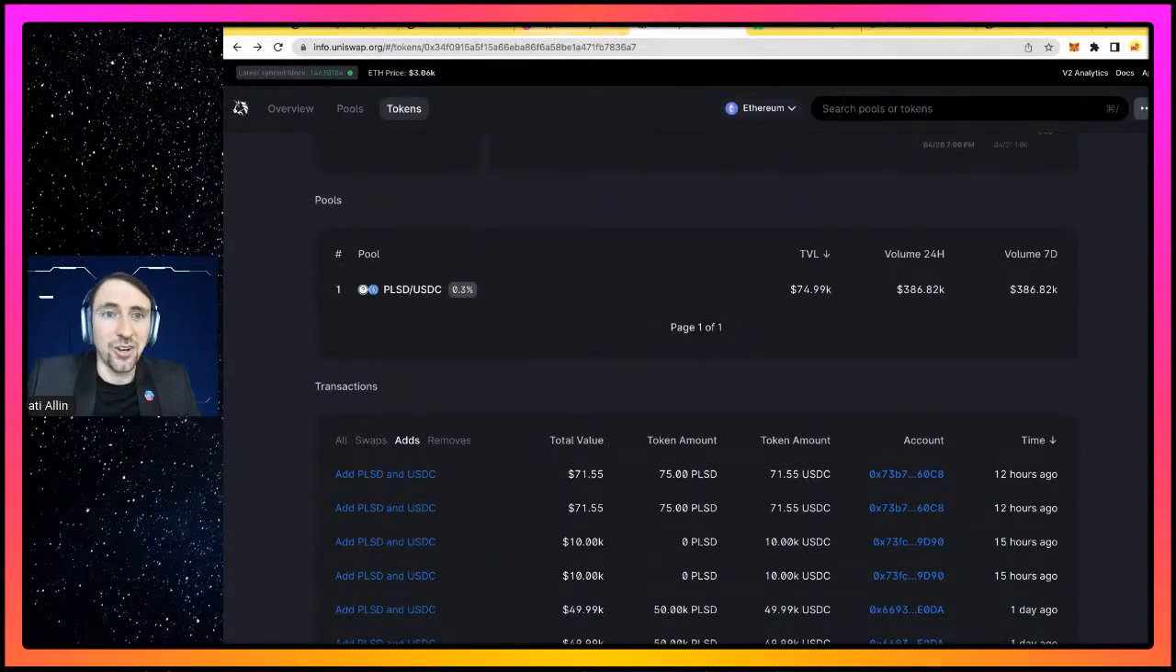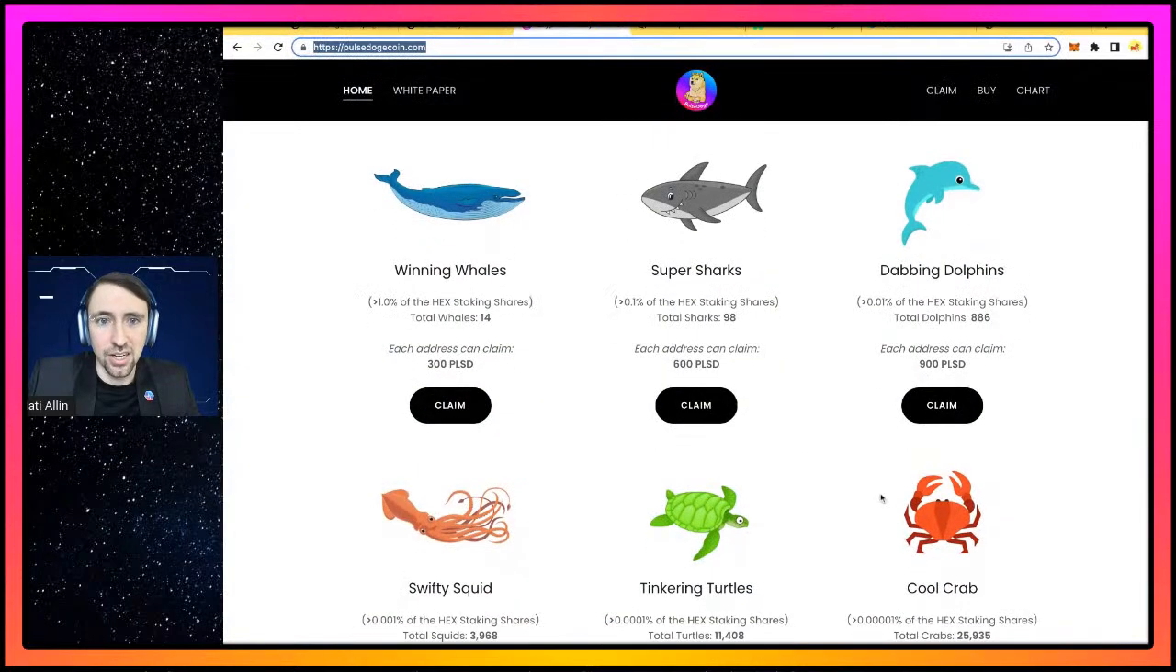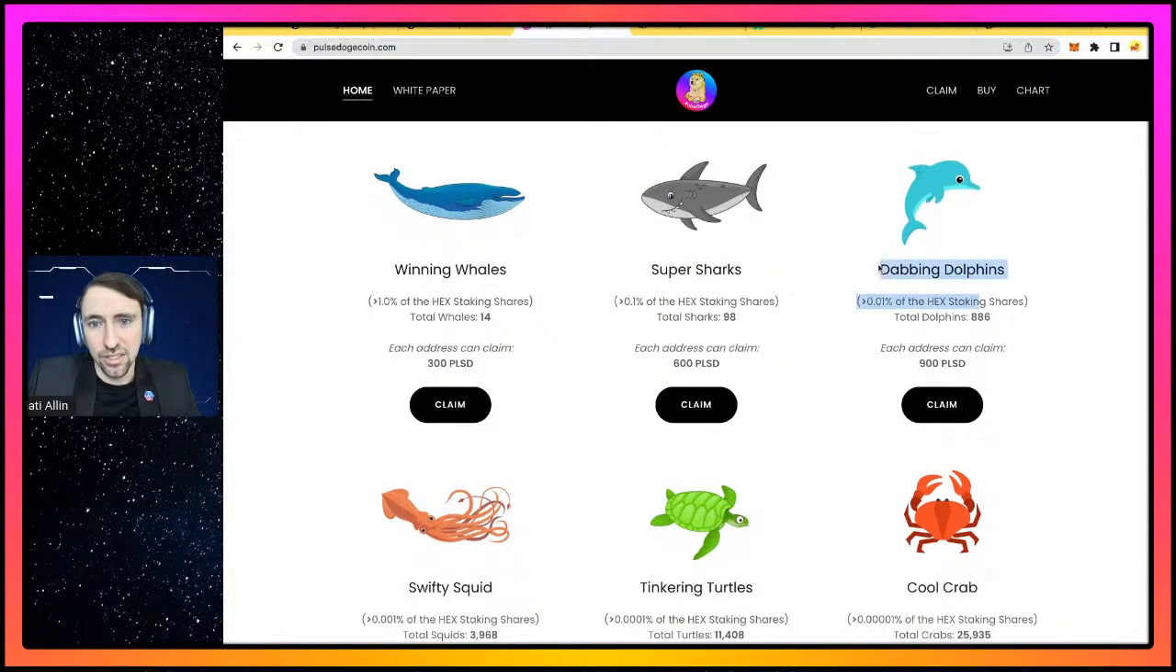But again, if you're a whale, you're not going to dump that hard into this. One of the interesting tokenomics is that the dolphin class is the one that gets the most PLSD, and that is only 900.